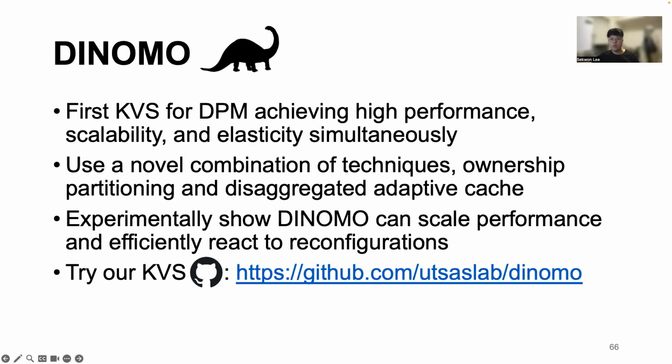To conclude, I presented Dynamo, which is the first key value store for DPM. Dynamo achieves high performance, scalability, and elasticity simultaneously by adapting the novel combinations of ownership partitioning and disaggregated active caching. Evaluation results show Dynamo performs better than existing DPM key value stores.